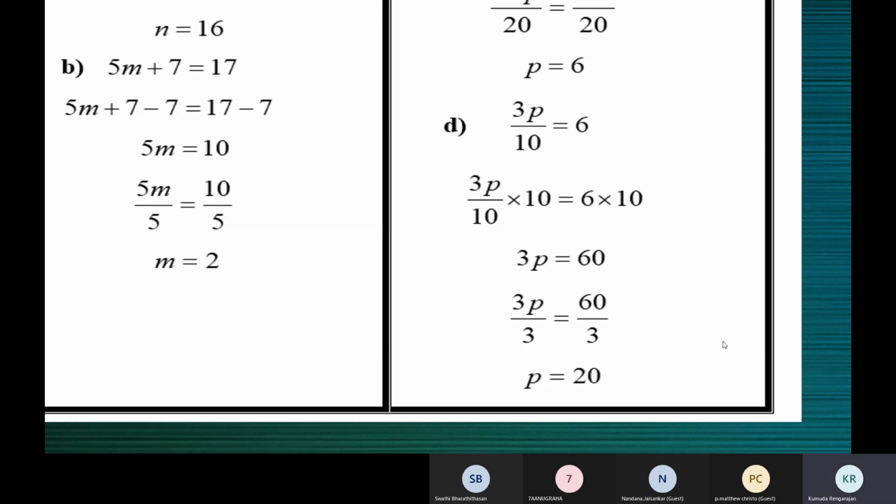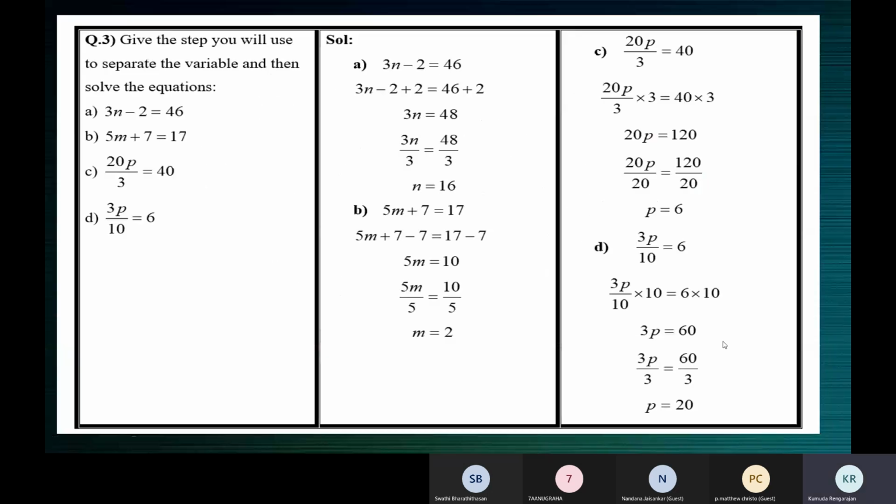Okay, so here we multiply by 10 first and get rid of 10, and then we divide by 3. Take a screenshot, children. Took screenshot, ma'am. All right, children.